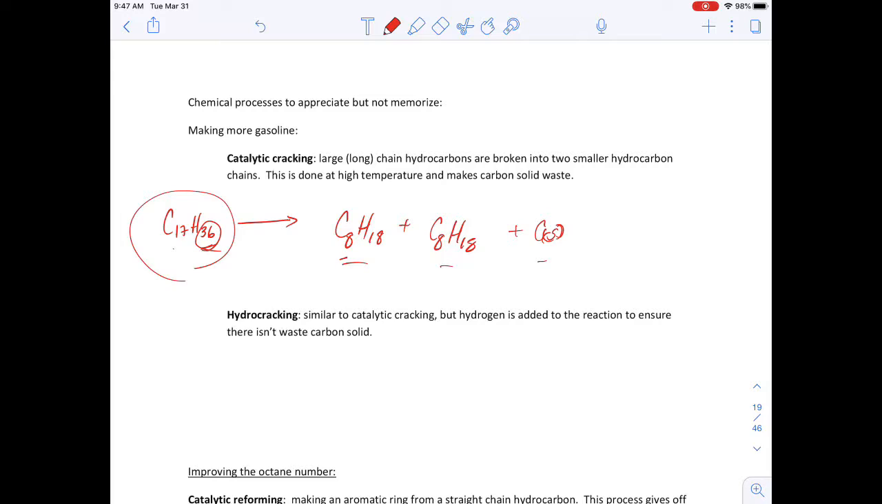So if I was writing it like this, obviously this is a dumb way to make it look like it was balanced. I would maybe write this, right? So that'd be catalytic cracking, where I can split a molecule into 2 different molecules.